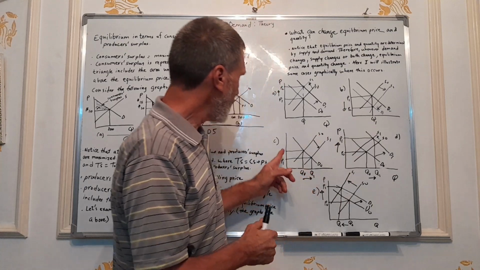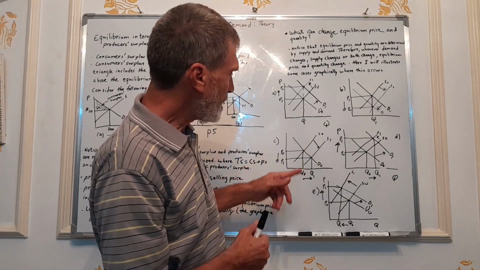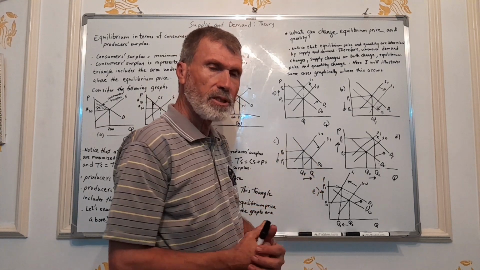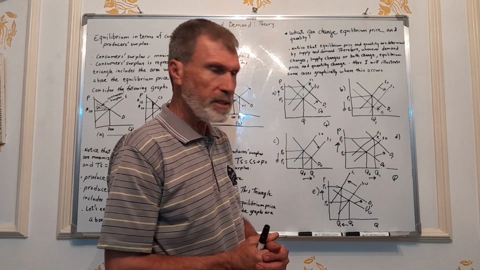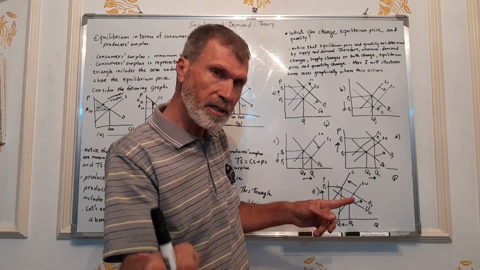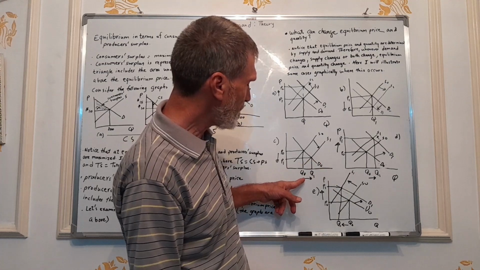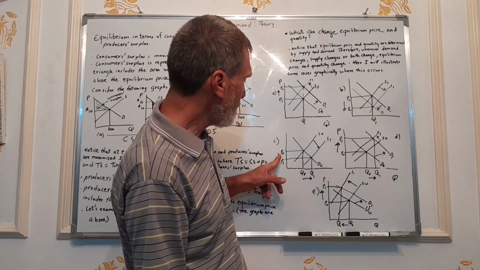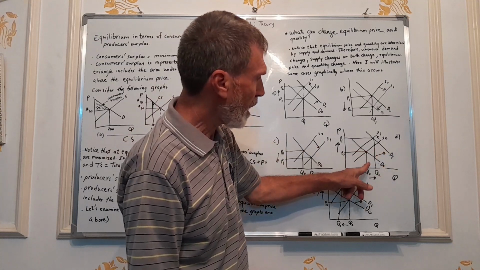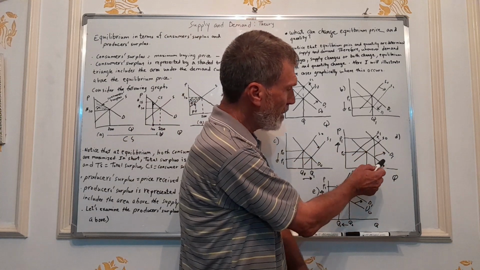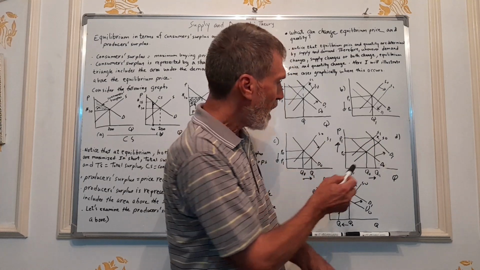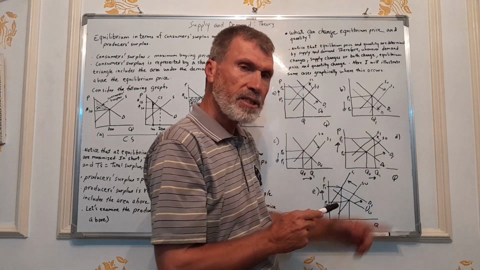What about case C? In case C, the demand is the same. There is no change in the demand. However, supply increases, that is, it shifts to the right. What happens? The quantity increases and the price decreases. Now what about case D? In case D, the demand increases, shifting to the right, and the supply decreases, shifting to the left.